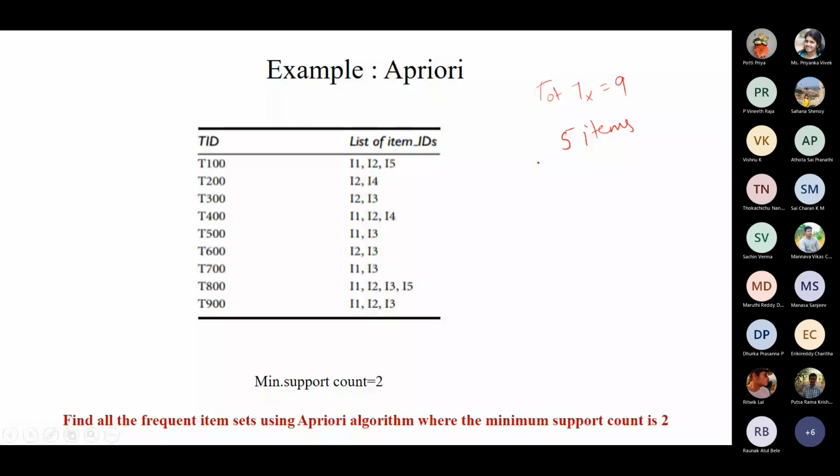The question would be: find all the frequent item sets using the Apriori algorithm where the minimum support count is 2. So the question can be like this. I may give any transaction database in the exam, and I will give the minimum support count, and you need to find frequent item sets. So here 9 transactions and 5 items. Let us begin.